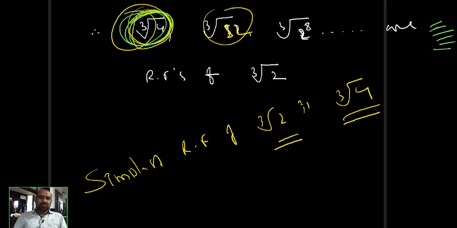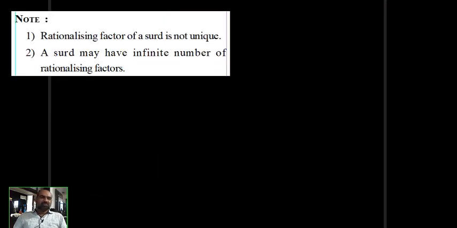One more thing is, if this is RF, all rational multiples of that are also RF only. What is the meaning of that? So 1 by 2 into cube root of 4 is RF only. 7 by 2 into cube root of 4 is RF only. 9 into cube root of 4 is RF only. What is the meaning of that? RFs of a surd are infinitely many. Okay, I hope you have understood. So the rationalizing factor of a surd is not unique. A surd may have infinitely many rationalizing factors.